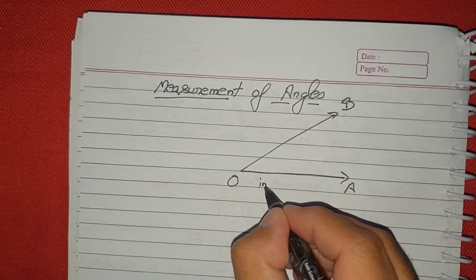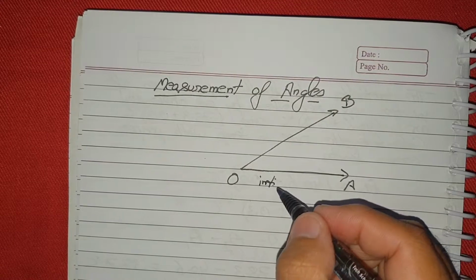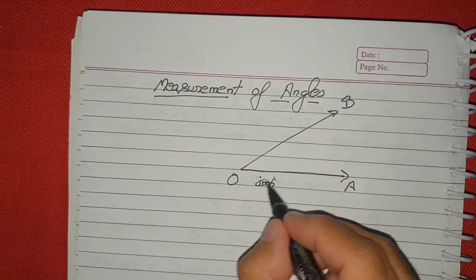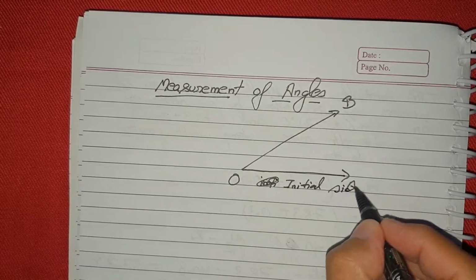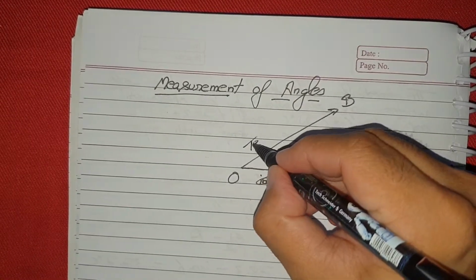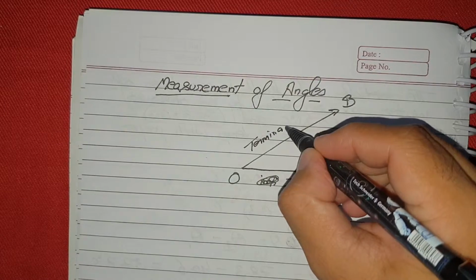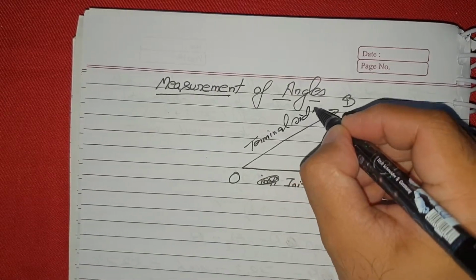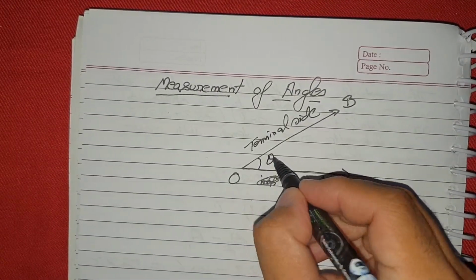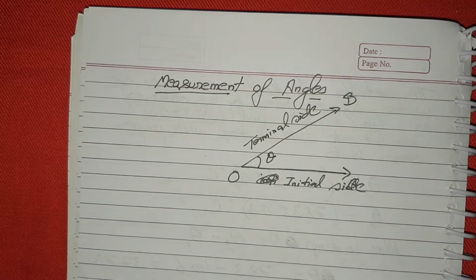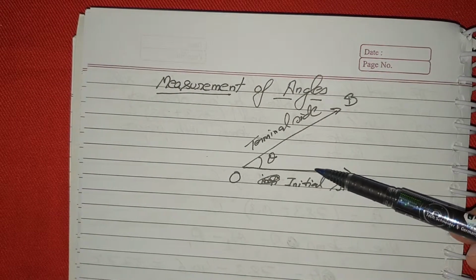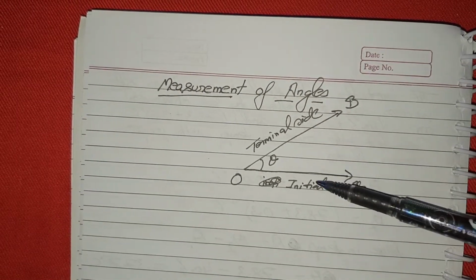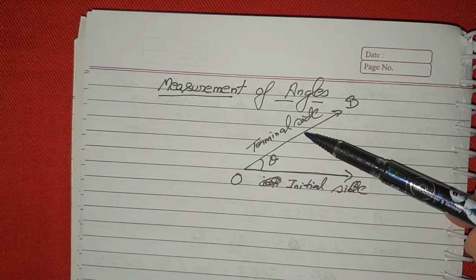This is the initial side, and this is the terminal side. Now this angle is known as theta. This angle is measured to be theta. Now, the amount of rotation from the initial side to the terminal side is called the measure of the angle. Now, this is the measure of the angle.